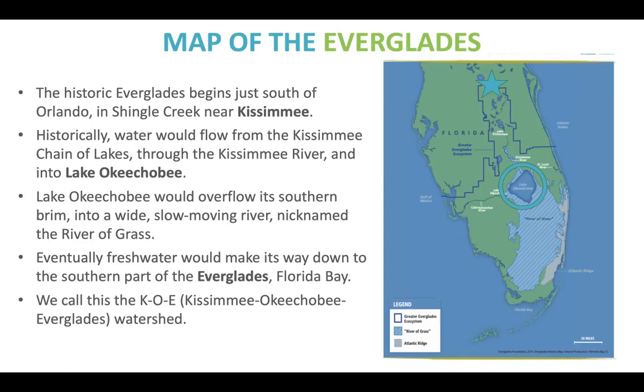And this is the KOE watershed. K is for Kissimmee, O is for Lake Okeechobee, and E is for Everglades. And we wanted to remind you of this because this game that you're going to learn about today heavily discusses the historic flow of the water in the Everglades ecosystem.